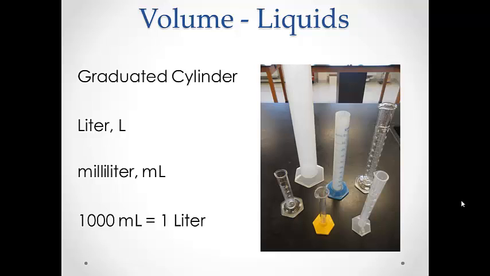Milli is a prefix meaning 1/1000th, so a milliliter is 1/1000th of a liter. This turns around and we know that there are 1,000 milliliters in 1 liter.